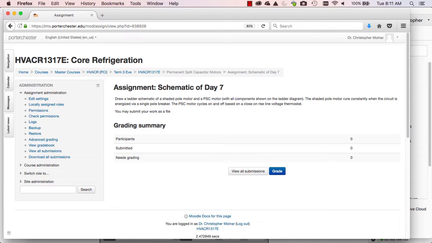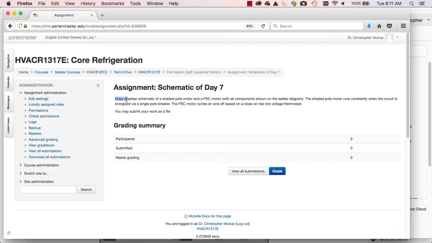So when we take a look at the assignment of the day, it's asking you to draw a ladder schematic of a shaded pole motor and a PSC motor with all components shown on the ladder diagram. The shaded pole motor runs constantly when the circuit is energized via a single pole breaker. That might be your service switch on your trainer board, by the way. The PSC motor cycles on and off based on a close on rise line voltage thermostat. It's a cooling thermostat.